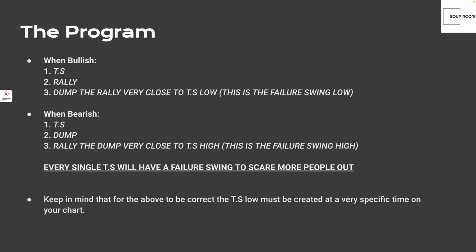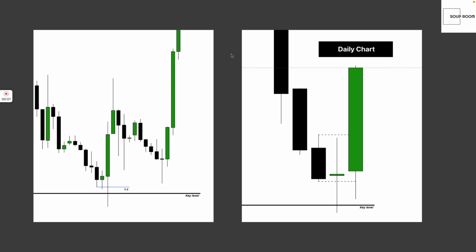Keep in mind that for the above statement to be correct, the turtle soup low must be created at a very specific time on your chart. This is not random. Let's look at these examples right here. We have a turtle soup, key level hit, rally, dump close to the swing low that was created with the turtle soup. This is scaring more people out, distributing higher.